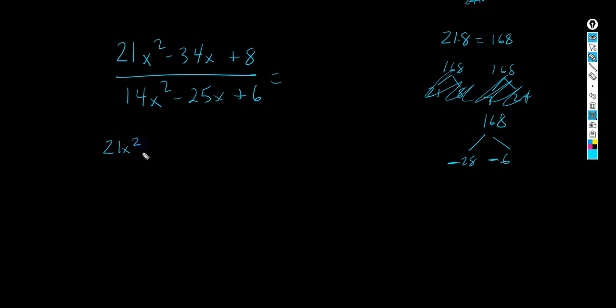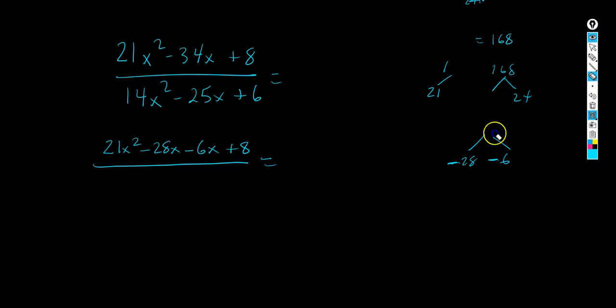rewrite negative 34x. So this is the more complicated way to factor. So from lab 1. And then I'm going to need to do the same for this one here in the denominator.